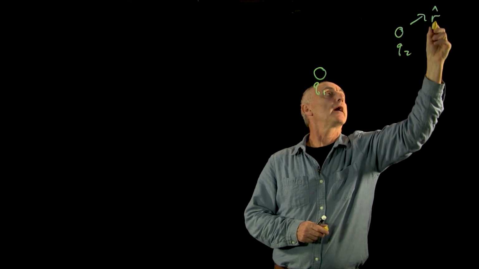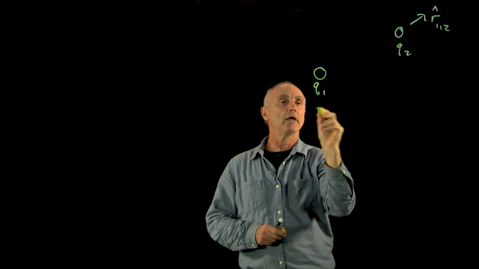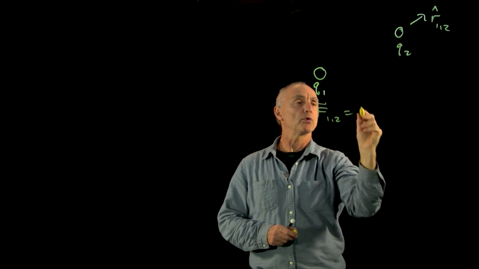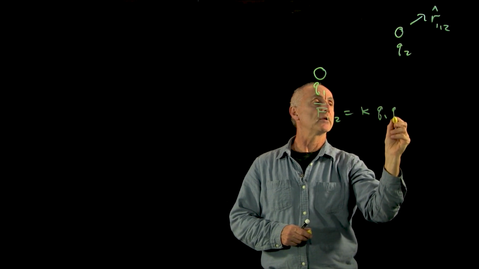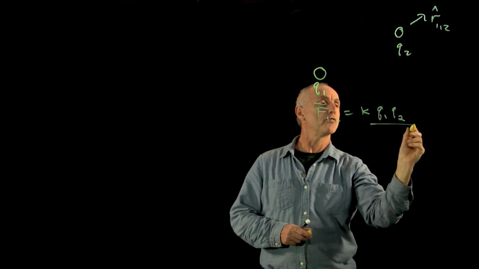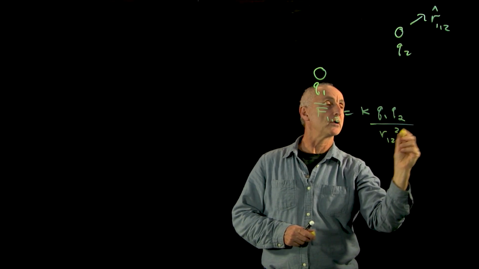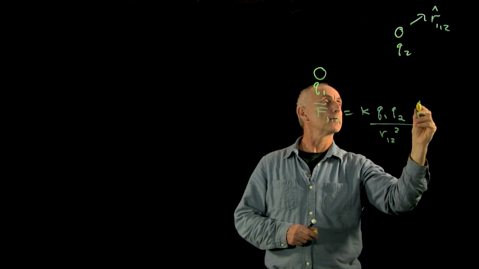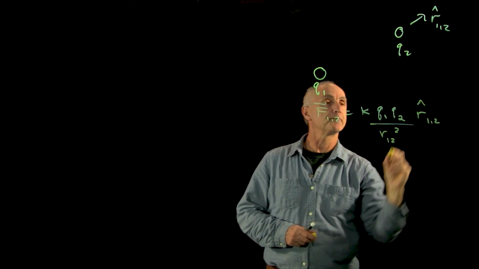Let's consider two charges, Q1 and Q2. And we wrote down Coulomb's law, R hat 1, 2, and the force on that charge is our constant K, Q1, Q2 over R12 squared, R hat 1, 2.